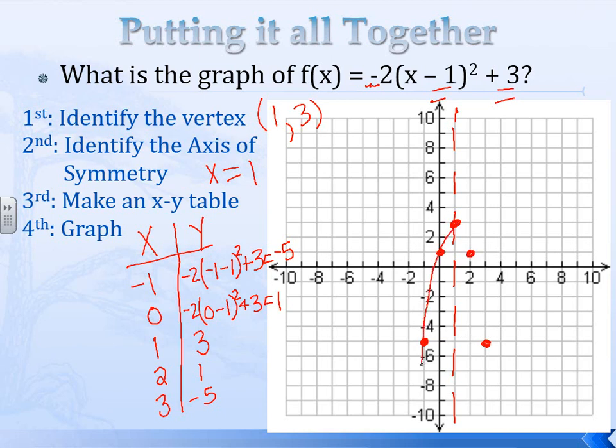Notice that this parabola is skinny because it was stretched by a factor of 2, and it's upside down because it reflected over the x-axis. And then the negative 1 told us to go right 1, and the positive 3 told us to go up 3. And that's how we obtained the vertex.